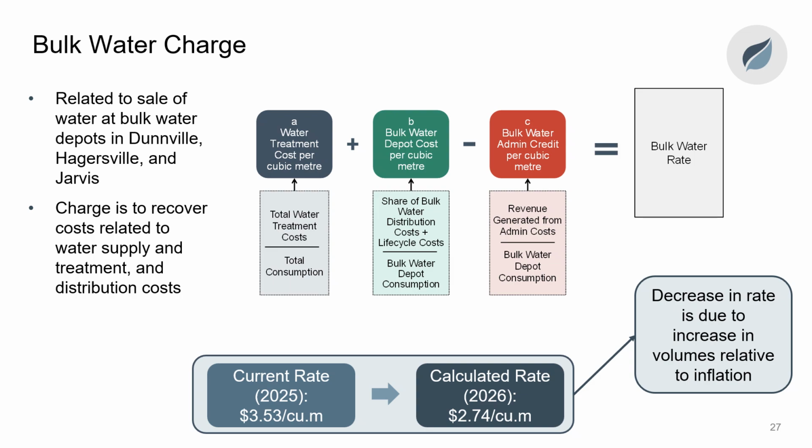And the current rate is $3.53, and the calculated rate is $2.74. And the decrease in the rate is due to the increase in the volumes relative to the increase in the costs. Because the volumes are the denominator of the calculation, when we increase the denominator, the overall rate per cubic meter goes down.